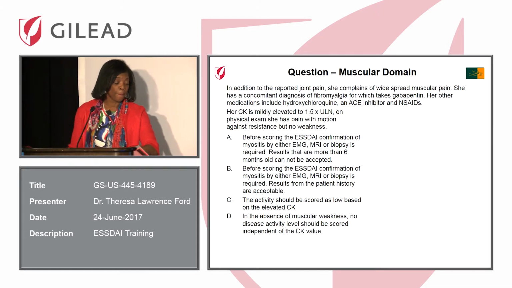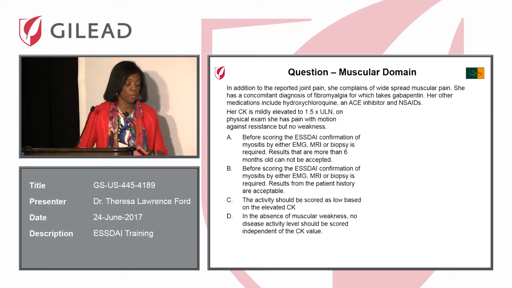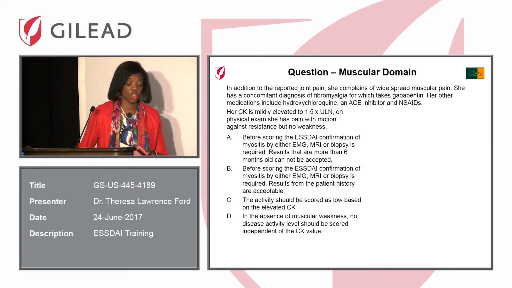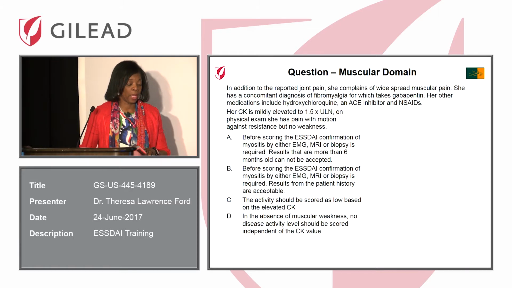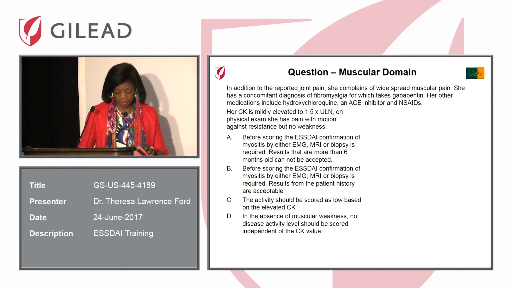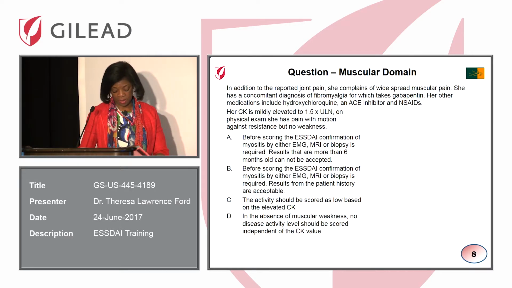So, A, before scoring the ESSDAI, confirmation of myositis by either EMG, MRI, or biopsy is required, and results that are more than 6 months old cannot be accepted. B, before scoring the ESSDAI, confirmation of myositis by either EMG, MRI, or biopsy is required, but results from the patient history are acceptable to use. C, the activity should be scored as low based on the elevated CK. And D, in the absence of muscular weakness, no disease activity level should be scored independent of the CK value.